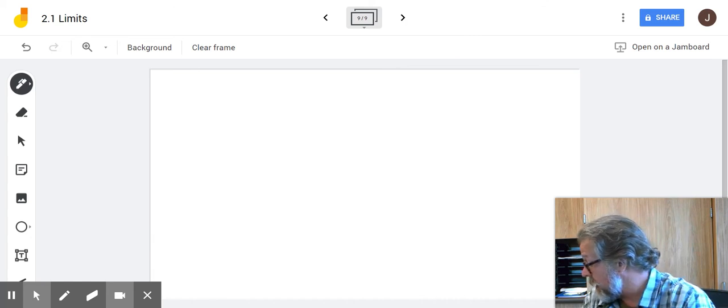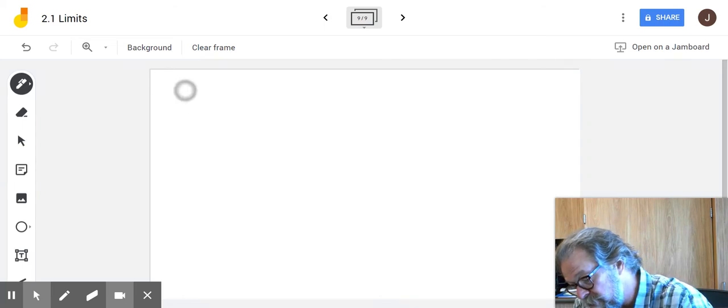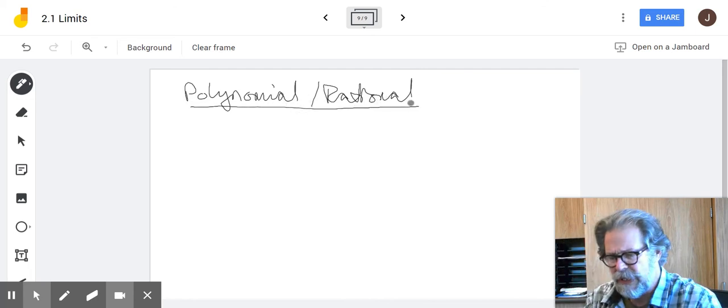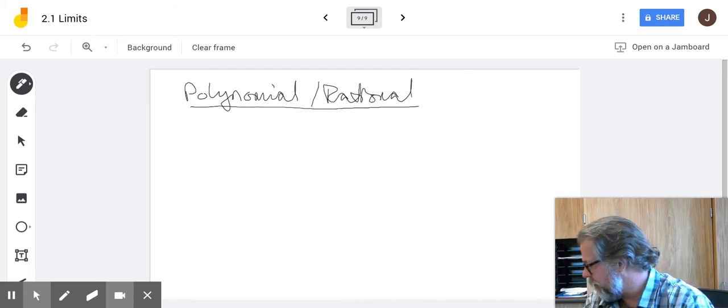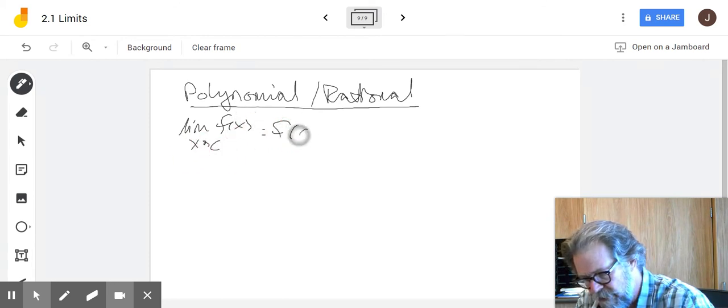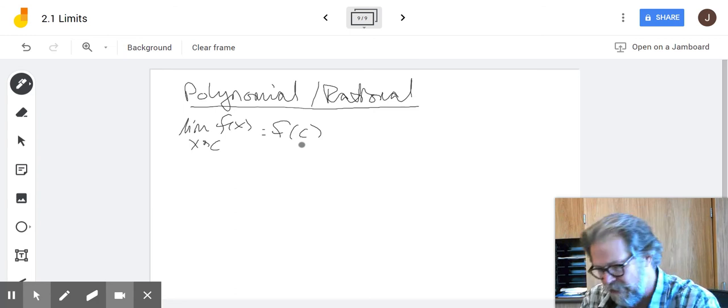Let's talk about limits of polynomial and rational functions. Guys, pretty straightforward. The limit of a polynomial function is the limits of each of the pieces of the polynomial. The limit of f of x, if f of x is a polynomial, as x goes to c, is just f of c. You just plug in c into every single one.